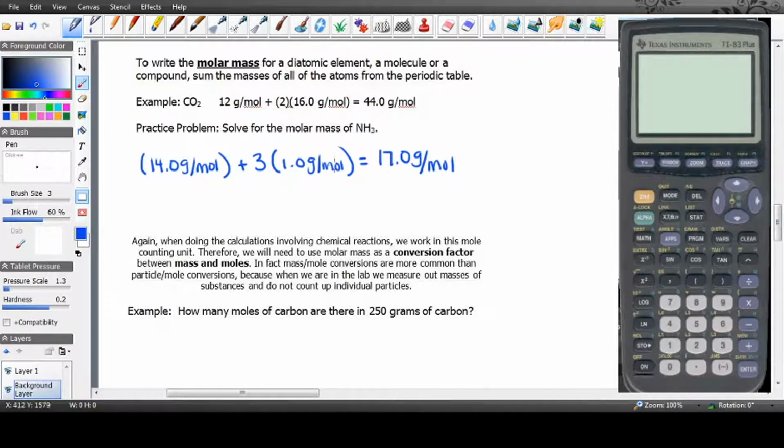This would be a great stopping point, you guys, for you to pause and practice calculating molar masses on page 4, I believe, of your packets. Once you feel comfortable calculating molar masses, come on back to this lecture here, and we will talk about how we would use molar mass as a conversion factor between mass and moles, just like we used Avogadro's number as a conversion factor between particles and moles.